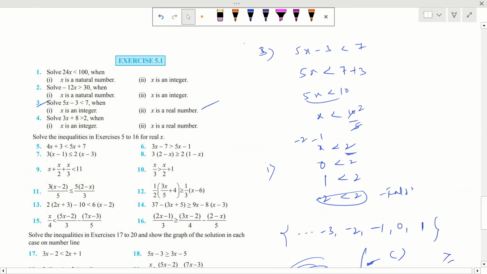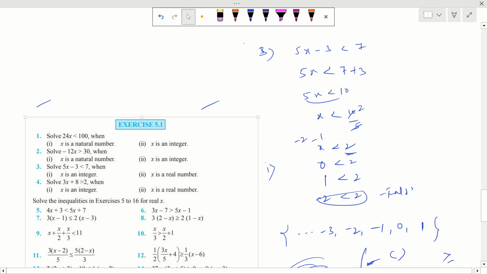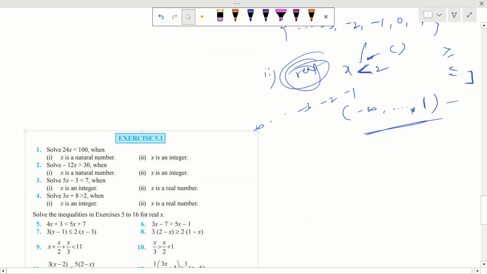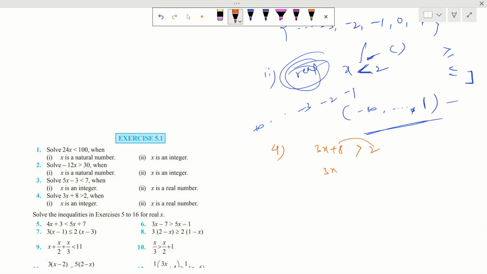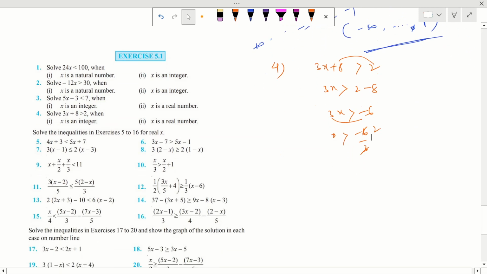Now go to the fourth problem. The fourth one is given as 3x plus 8 greater than 2. Taking the 8 to this side, 3x is greater than 2 minus 8, which is minus 6. Taking 3 to the other side, x is greater than minus 6 divided by 3, and 3 twos are 6, so x is greater than minus 2.